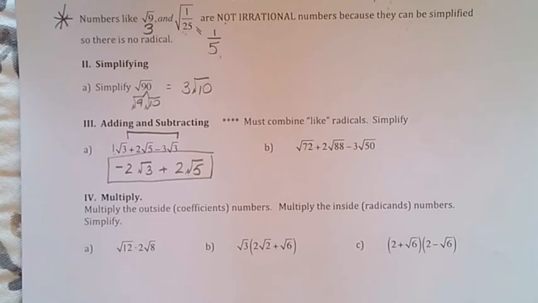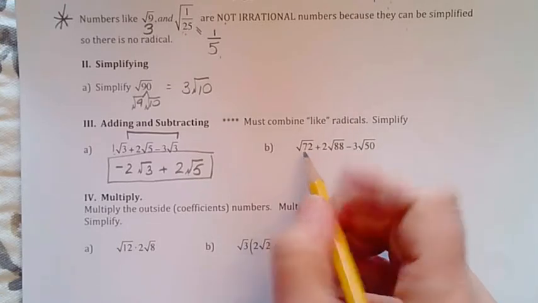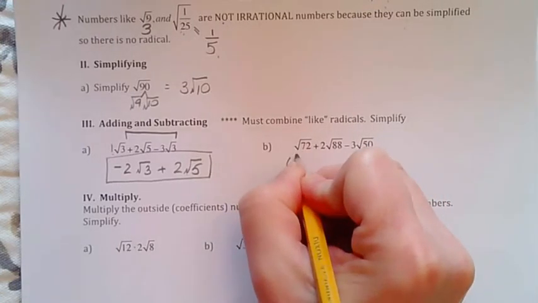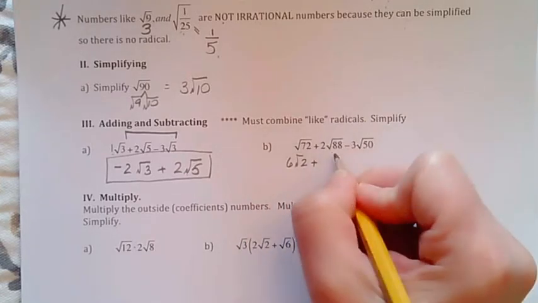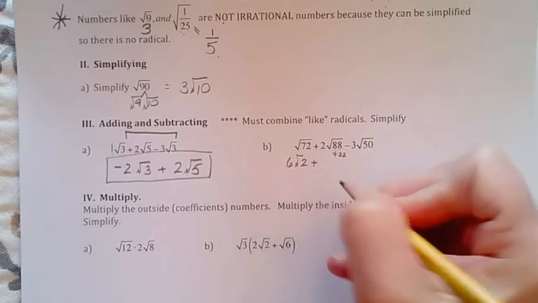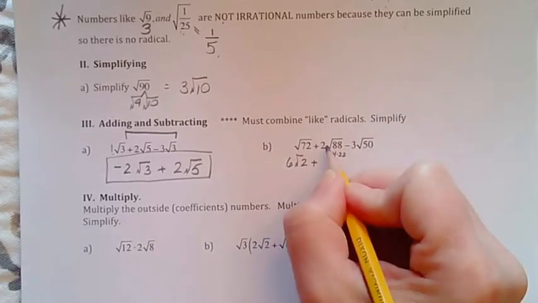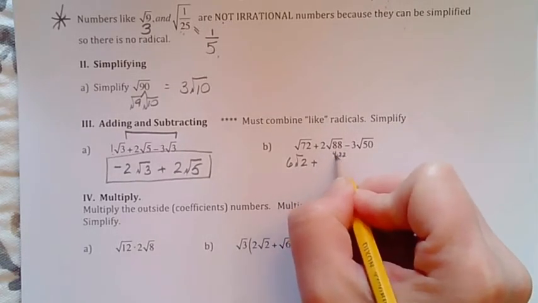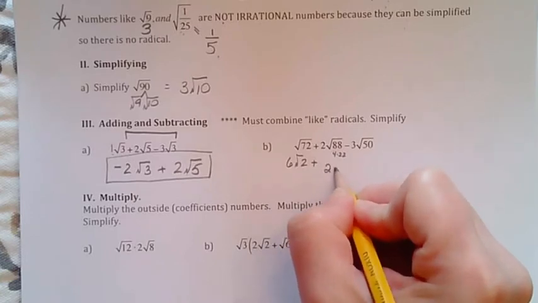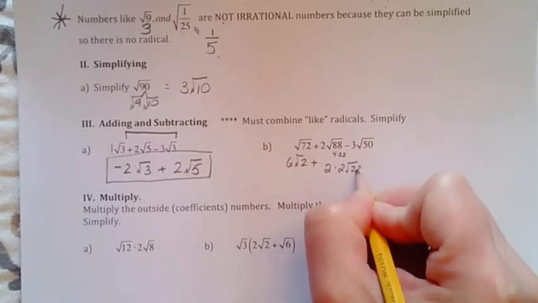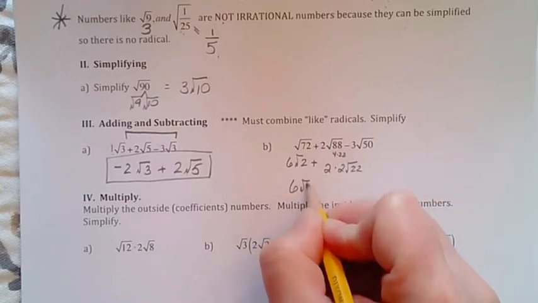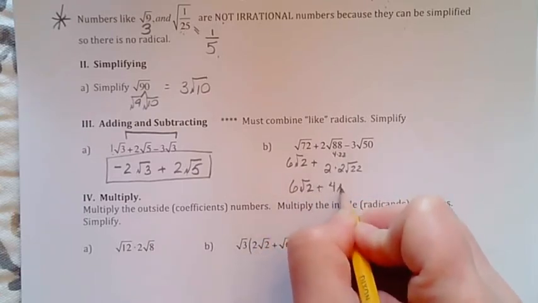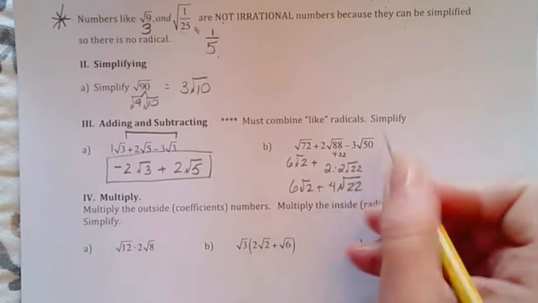Radical 72. Can you do that one quick in your head? Well, that's 36 times 2, so that's 6 radical 2 plus radical 88. 4 times 22. I think 4 is my biggest perfect square, so that would be square root of 4 times radical 22. This is going to look like 2 times 2 radical 22, right? Square root of 4 is 2. Combine that together, 6 radical 2. That's going to be 4 radical 22 when you multiply.